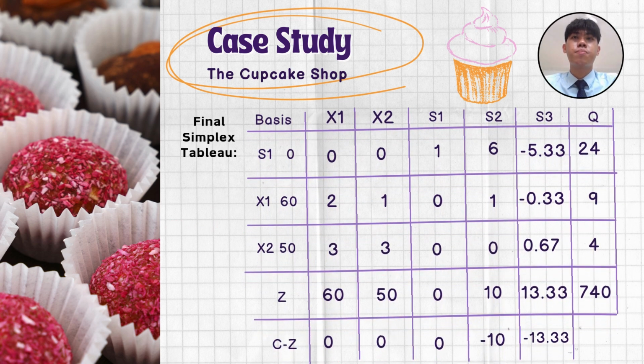This is the final simplex tableau of our case study, and we finally meet all of the constraints. As a result, we need to sell 9 chocolate cupcakes and 4 vanilla cupcakes to achieve a maximum profit of 740 ringgit. So you might be wondering, why is our cupcake so expensive? This is because we use the finest material to produce each of our cupcakes.